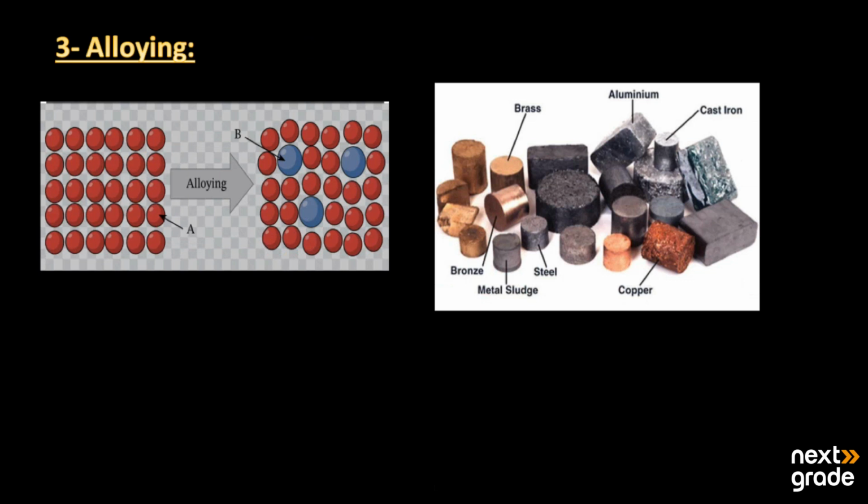Then we have the third way of preventing corrosion, which is known as alloy. Now the word alloy may be new to you.